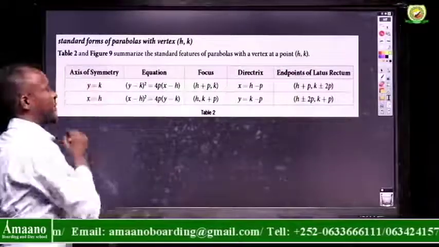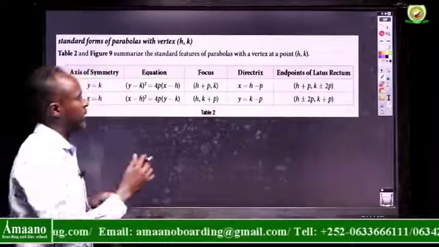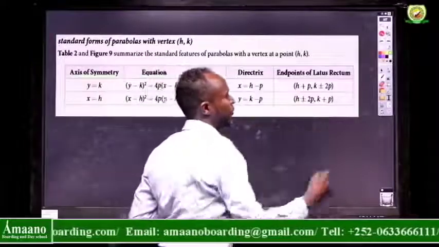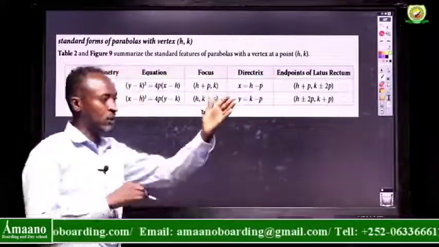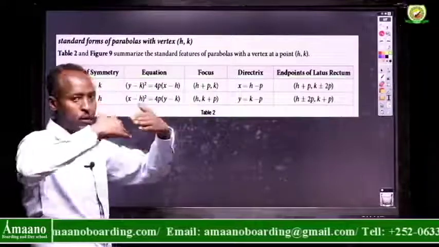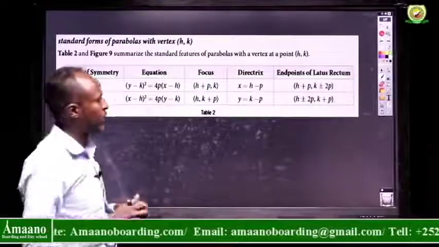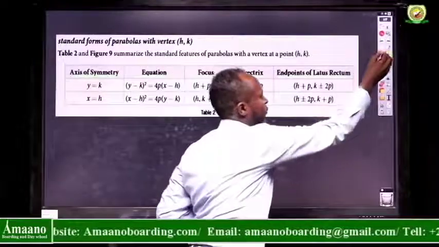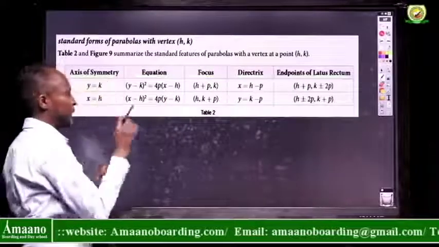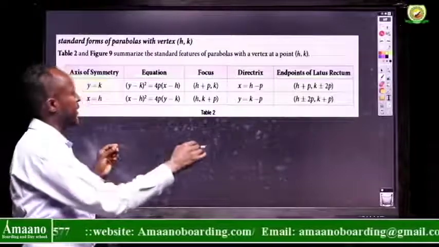This is the axis of symmetry. How can we use it to form the equation, the focus, the directrix, and the end points of the latus rectum? The latus rectum is the line that passes through the focus and is perpendicular to the axis of symmetry. The axis of symmetry, if it is a horizontal line, means that y equals k.